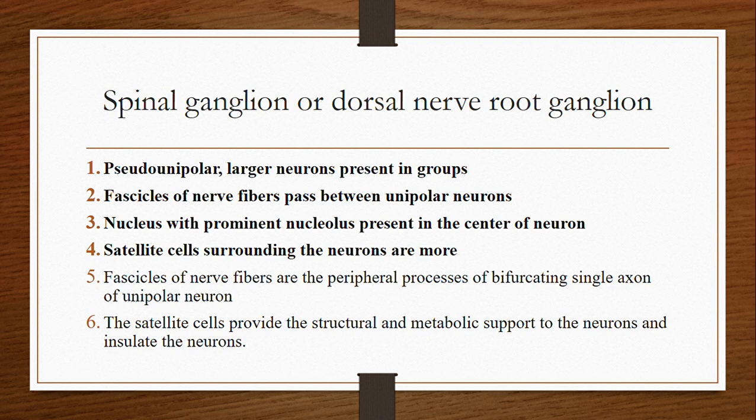The fascicles of nerve fibers, that is the bundles of nerve fibers, can be seen in between the neurons. The satellite cells surround the neurons. They are more in number. The fascicles of nerve fibers are peripheral processes of the bifurcating single axon of unipolar neurons. The satellite cells provide structural and metabolic support to the neuron and insulate the neurons. That is the function of the satellite cells.